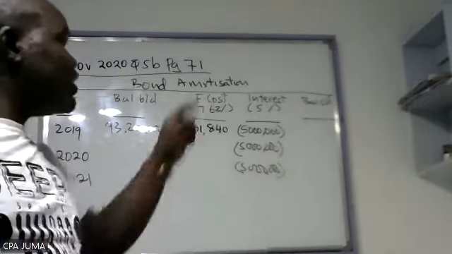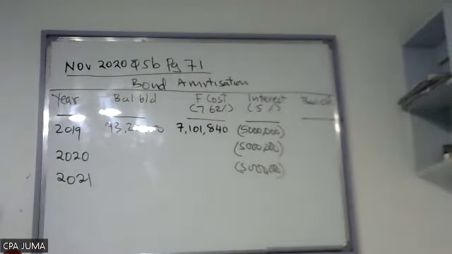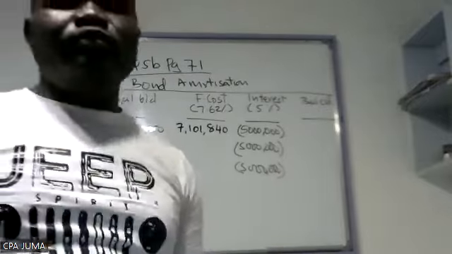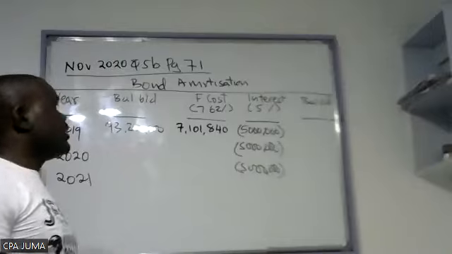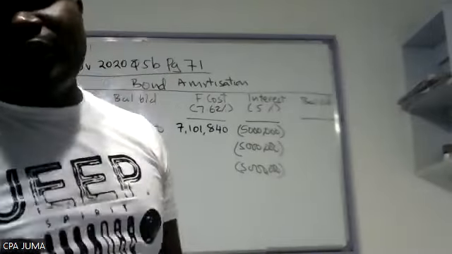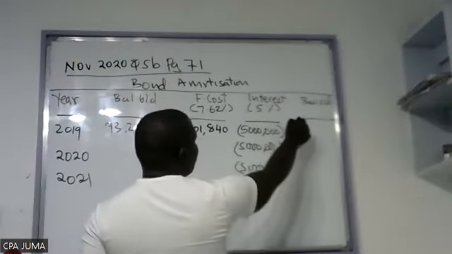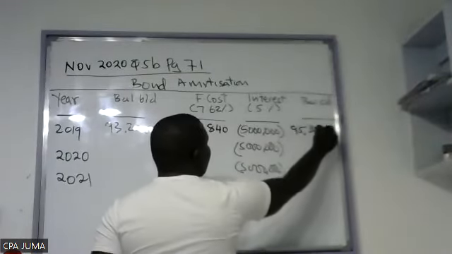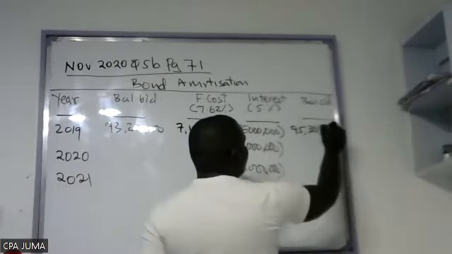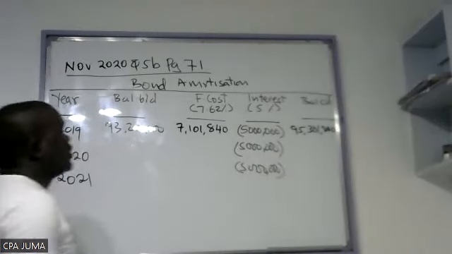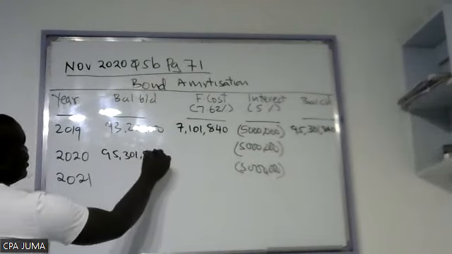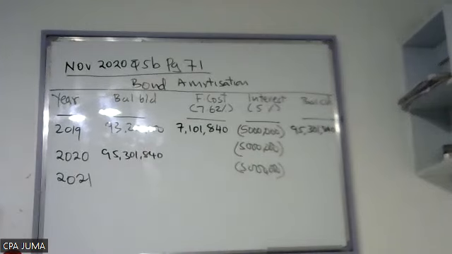If you answer that, give me the carried down. That will be 100 minus 5, 93 again, or 95. It will be 95, 301, 840. All right. 95, 301, 840 by 7.62%.